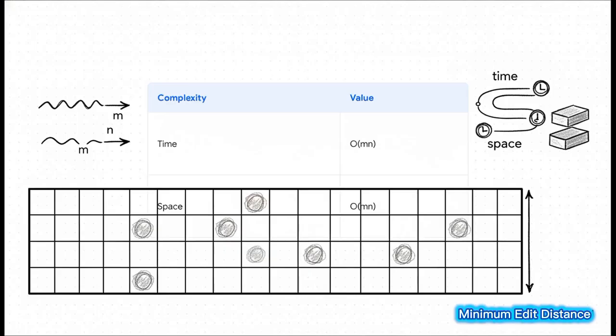And what about performance? The complexity analysis here is quite straightforward. If our words have lengths m and n, our grid has m by n cells. Since we have to visit every cell to do a little bit of work, the time complexity is proportional to the size of that grid, or O(mn). And since we have to store the whole grid in memory, the space complexity is the same, O(mn).